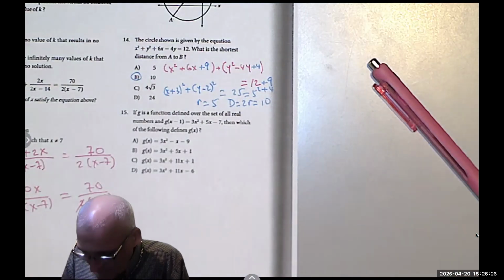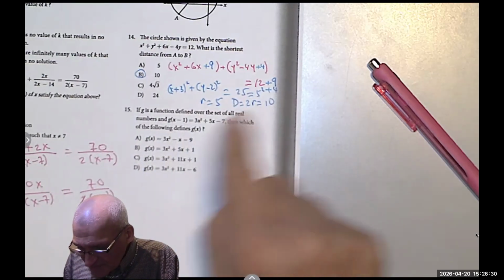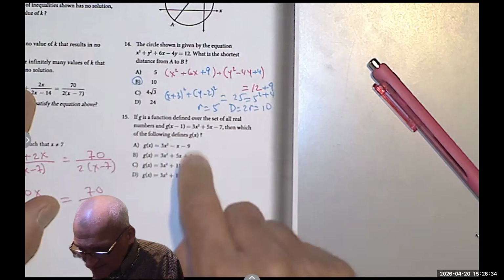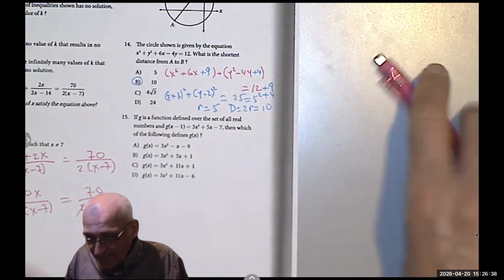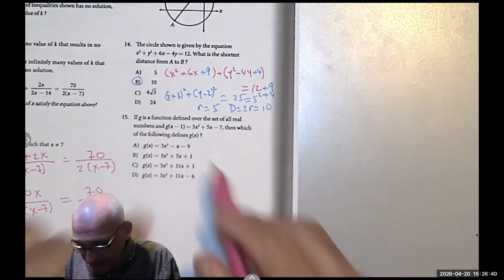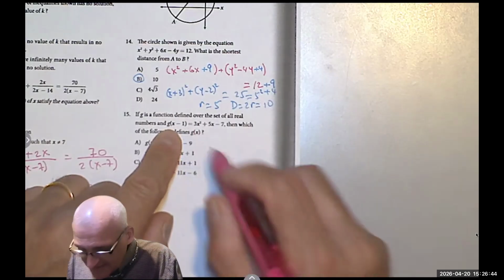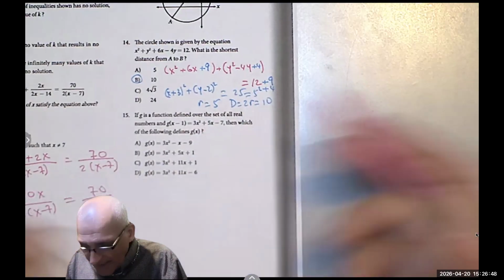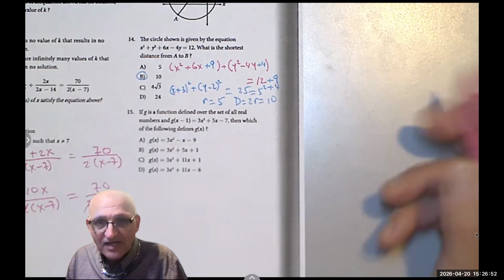Number 15. If g is a function defined over the set of all real numbers and g of x minus 1 is that, then which of the following is g of x? Well, if you want to find g of x, you have to add 1 to the x minus 1, right? So every time I see an x, I make it x plus 1. Why? Because if I make that x plus 1 minus 1, I get g of x.